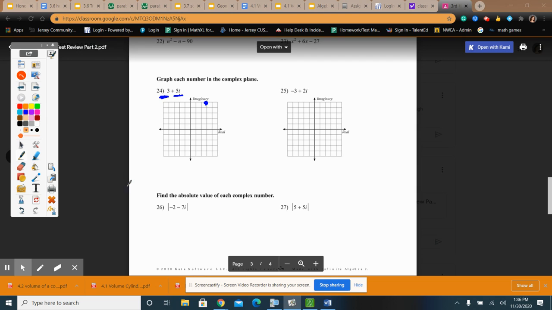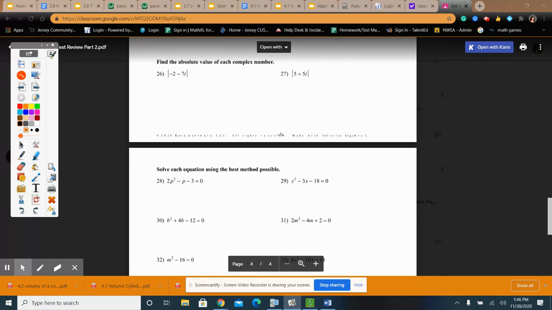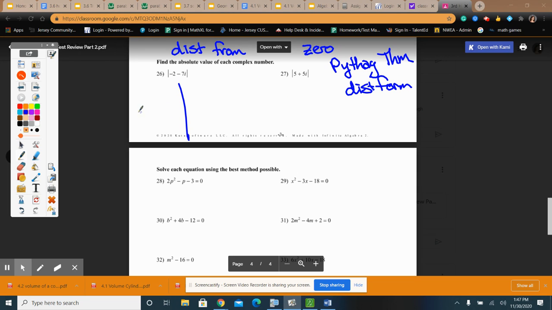Okay, how did we do absolute value? Well, first of all, you needed to know what absolute value even meant. And hopefully you would remember that absolute value is distance from 0. So you can use either the Pythagorean theorem, which is what I like to do, or you can do the distance formula if you'd rather do that. And we're really going to see how far this number is from 0.